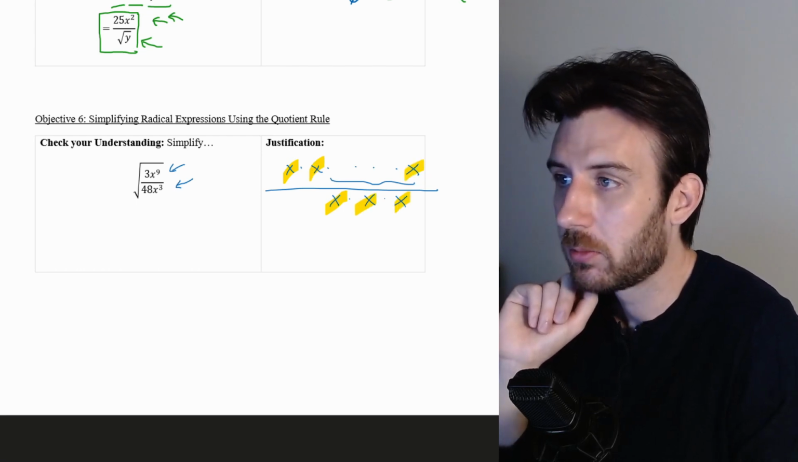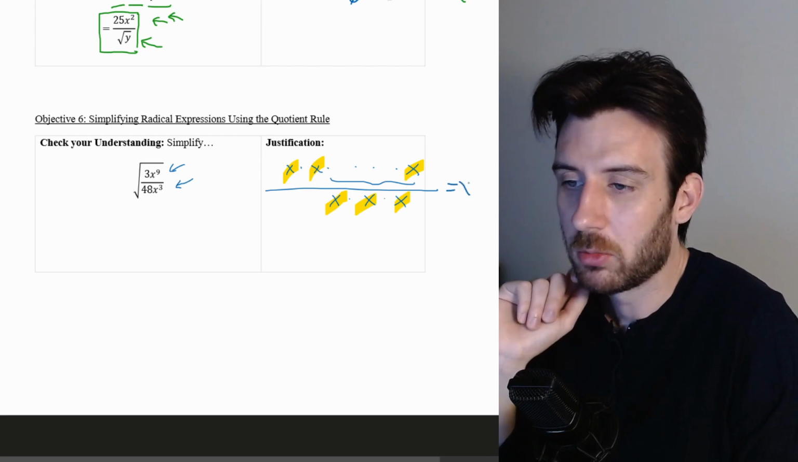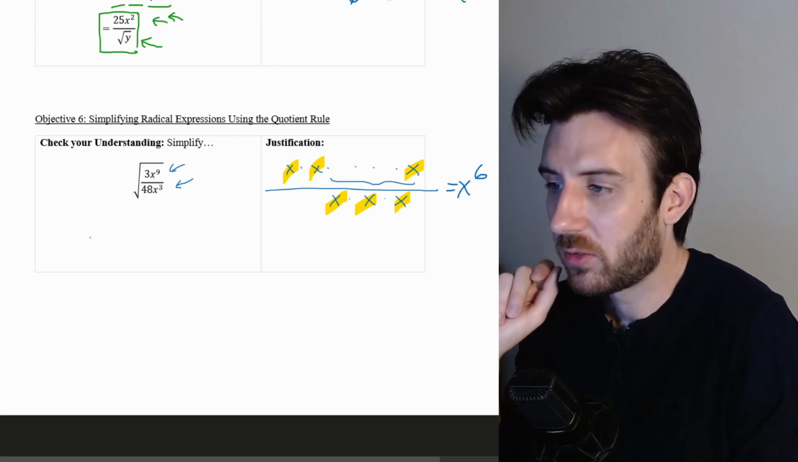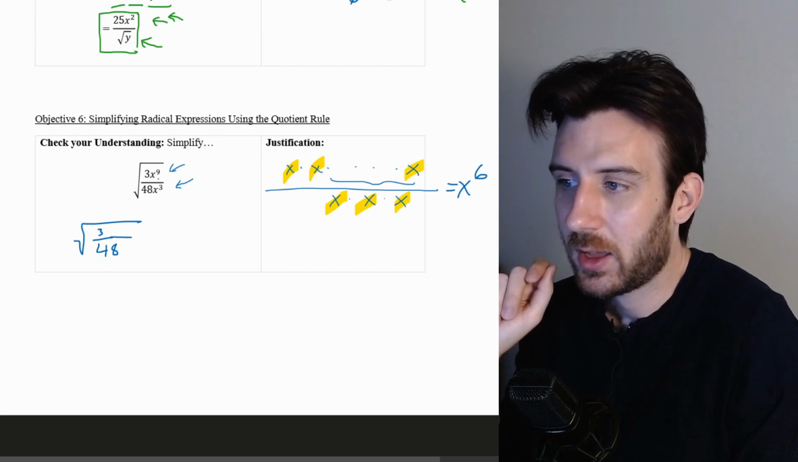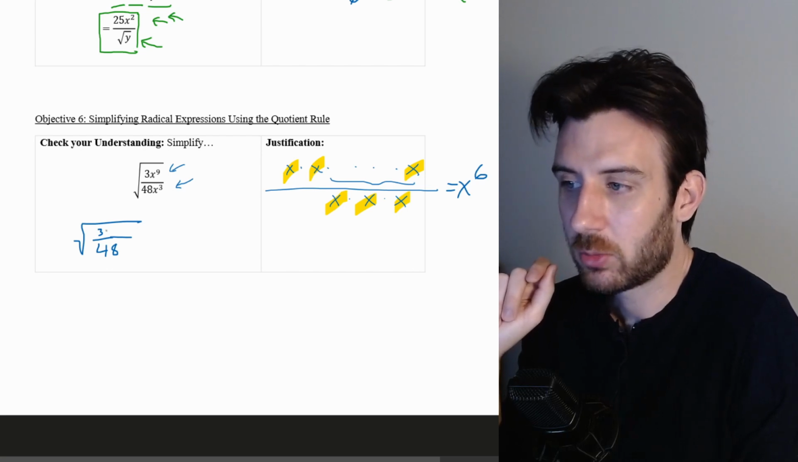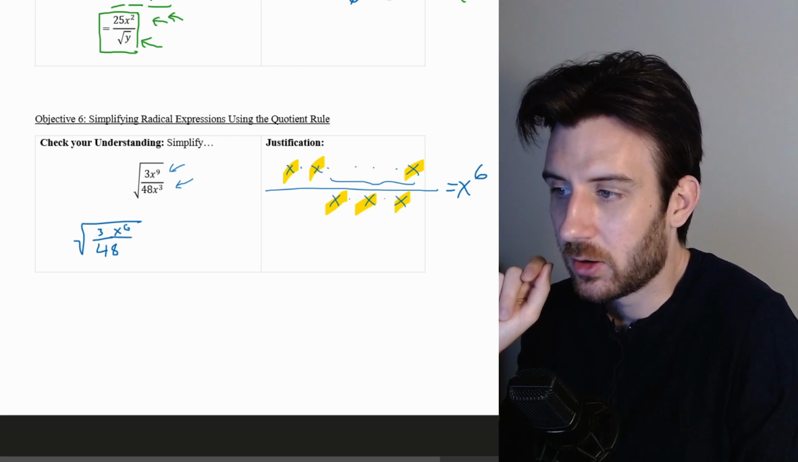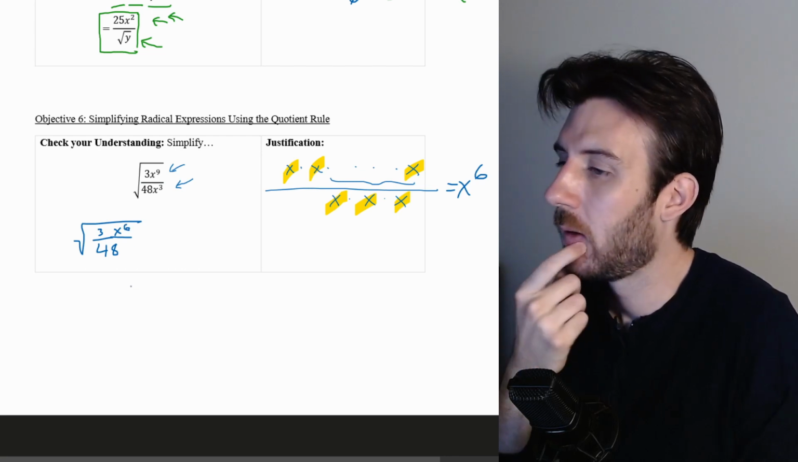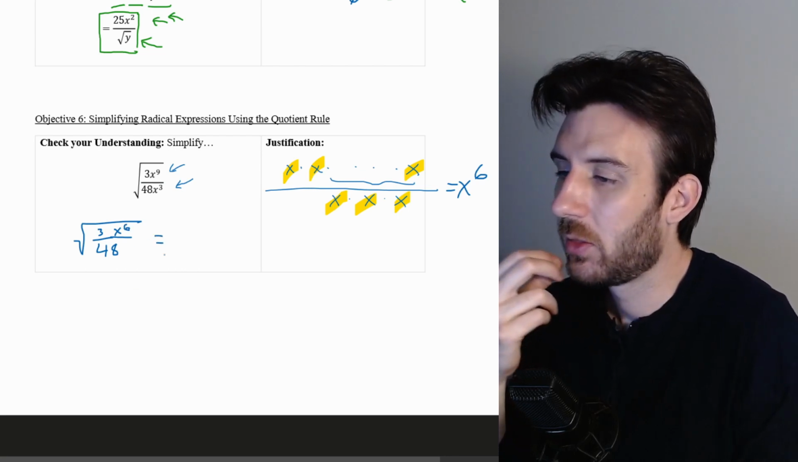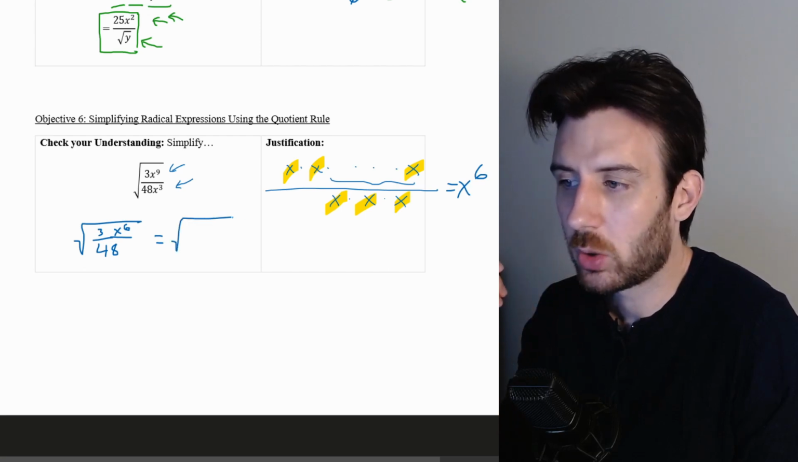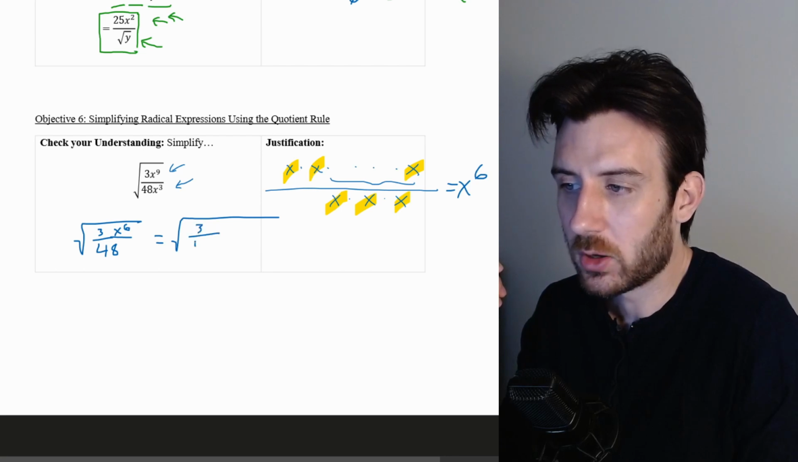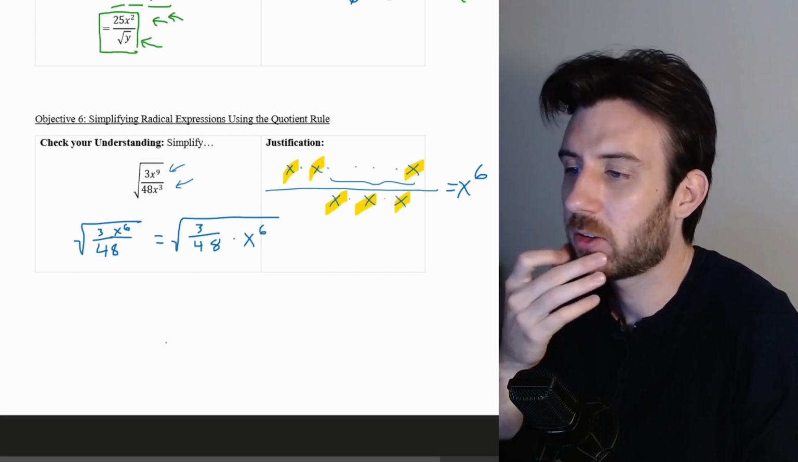leaving me with 6. So I could probably simplify this problem just right off the bat. I have the square root, I haven't done anything with the 3 or the 48, but multiplying by x 9 times and then dividing by x 3 times leaves me with 6 x's. Okay, great. What else can we do? There's a lot to manage here. I'm going to say that I could probably rewrite this as square root of 3 over 48 times x squared, or excuse me, x to the 6.